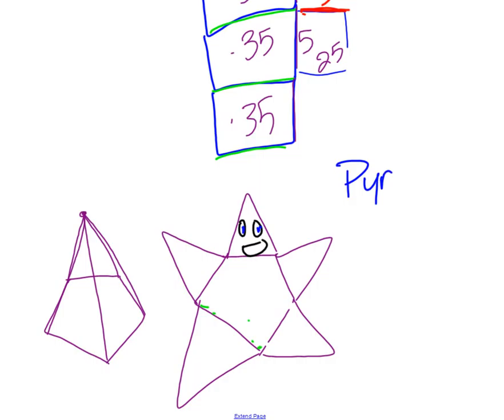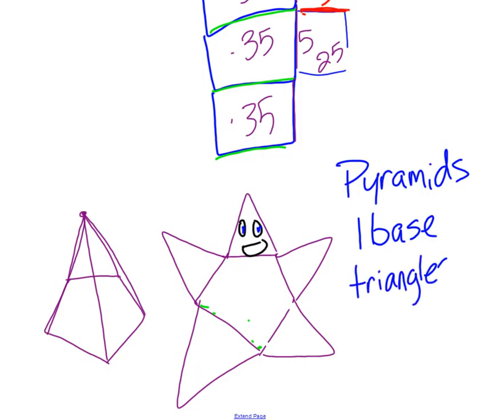We have pyramids, which have how many bases? Just one base. And what is everything else? Triangles. So if you can remember, prisms are 2 bases and rectangles. Pyramids are 1 base and triangles. And that'll help you through almost all of this.